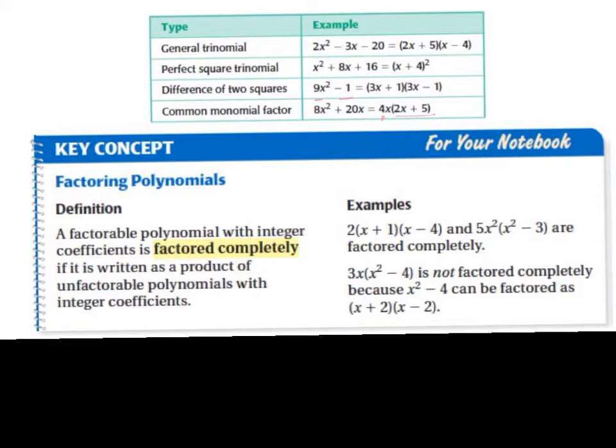But if you move down here, this x squared minus 4, yes, we did pull that 3x out. Yes, that is a factor, but we can take that x squared minus 4 further. That x squared minus 4 is a difference of squares and can be broken down into x plus 2 and x minus 2. So it would be written as 3x on the outside, your x plus 2, and your x minus 2. You have to know, guys, if you can break that down further.